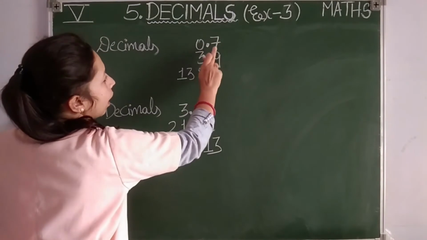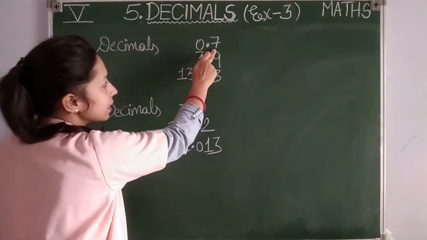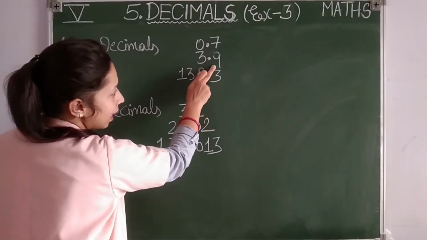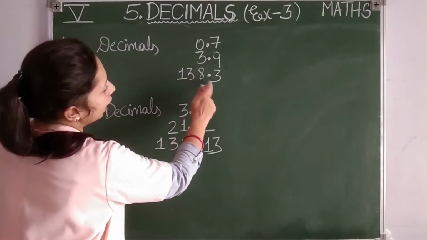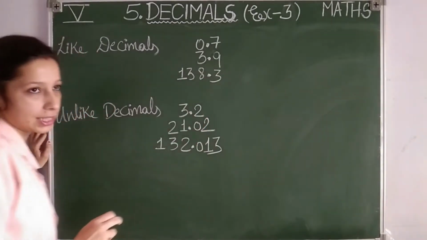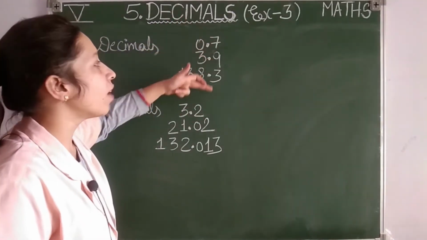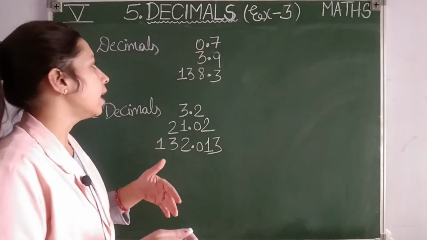These are some of the examples. After the point, how many digits are there, students? Only one, means only the tenths place is there. Again here 3.9. After the point, how many places are there? Only one place, that is tenths. Again here 138.3. After the point only one digit is there, means these numbers have the same number of places. Okay, equal number of places, that is tenths, tenths and tenths.